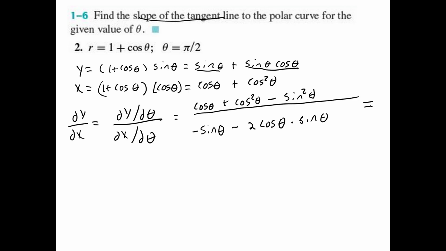Okay, so then dy dx evaluated at theta equals pi over 2: cosine of pi over 2 is 0, so everywhere you see a cosine, you get 0. Sine of pi over 2 is 1. So you get negative 1. And then sine of pi over 2 is negative 1. And everywhere you see a cosine, you get 0. So the derivative evaluated at pi over 2 is 1.